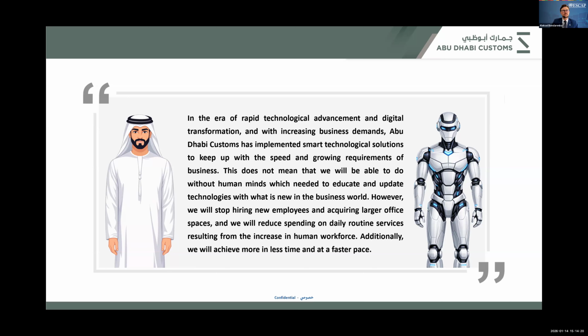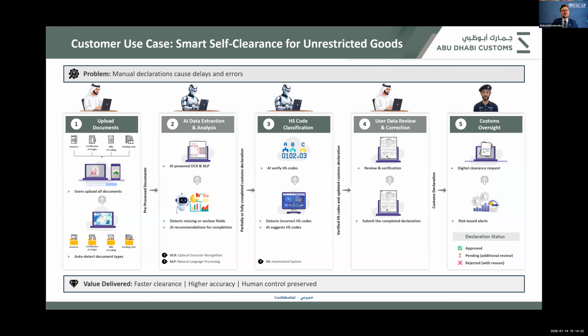One is customer-oriented, and the second one is employee-oriented. So allow me to start with the first use case in an interactive way, which is the customer-related use case, and it is specifically self-clearance for unrestricted goods. We decided to use the AI to extract the details, data and information from the documents, fill it in the forms, and give it to the end user or the customer to review it and submit without any effort in filling any information.